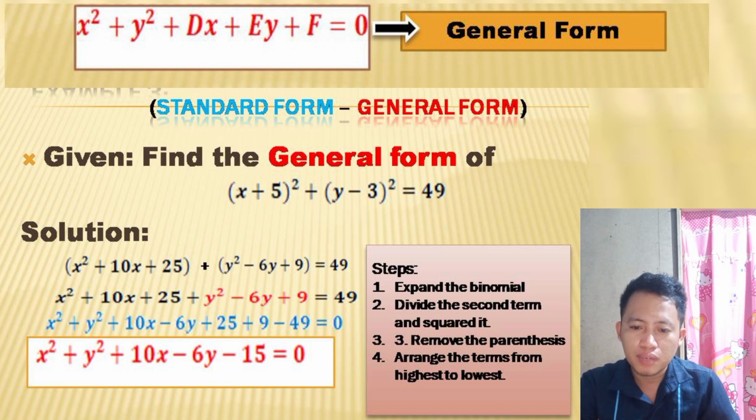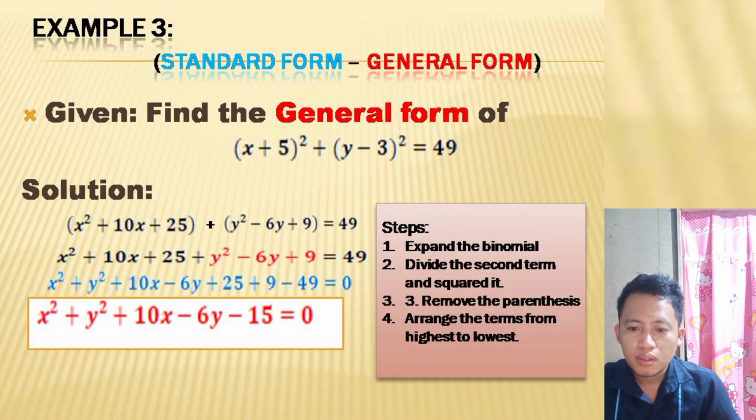So let's follow. Expand the binomial. So we have x plus 5. How to expand this one? Okay, please follow. Square the first term, we have x. Since we are going to square it, it will become x squared. Then multiply the two terms. So, x times 5, we have 5x, times 2, we have 10x. Then what is the last term? We have 5. So square the last term, 5 squared. That's why we have 25. Understood? Then copy the operation plus, then expand the binomial.